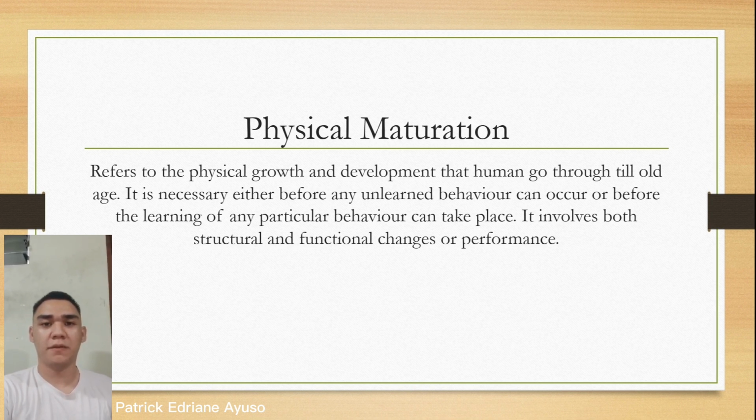Physical maturation refers to the physical growth and development that humans go through till old age. It is necessary either before any unlearned behavior can occur or before the learning of any particular behavior can take place. It involves both structural and functional changes or performance. For example, a child mainly depends on his or her reflexes in the early stages of development. Growth in weight, height, body mass, and expansion of muscles is seen in the process of maturation.